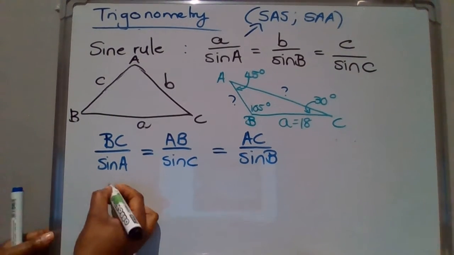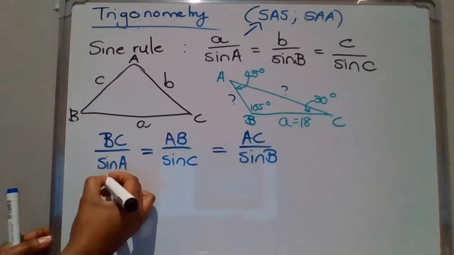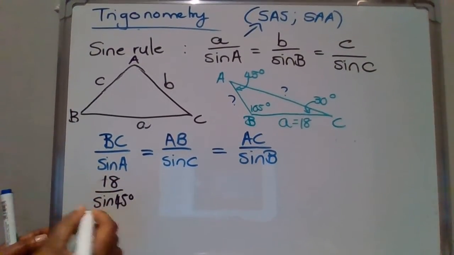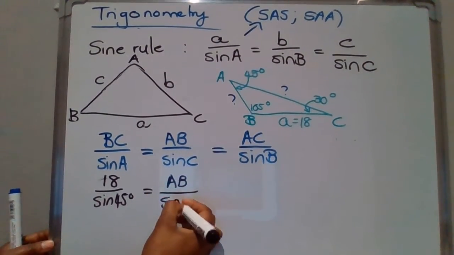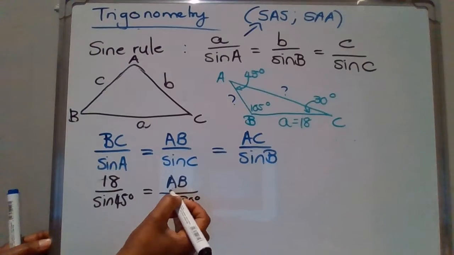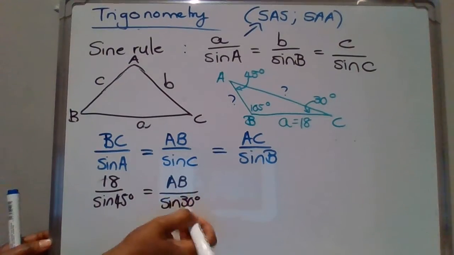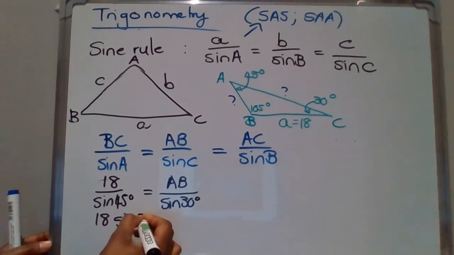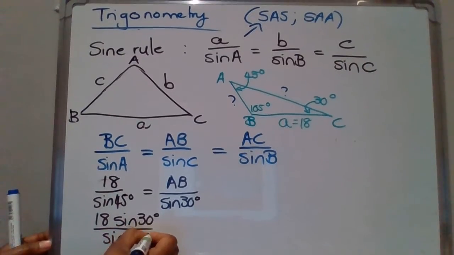So here I have my given ratio, which is BC, equal to 18 over sine 45 degrees. And this is equal to AB over sine C, which is sine 30 degrees. Now I'm able to solve for AB. And how do I solve for AB? I multiply both sides by sine 30. So AB is going to be 18 times sine 30 degrees divided by sine 45 degrees.